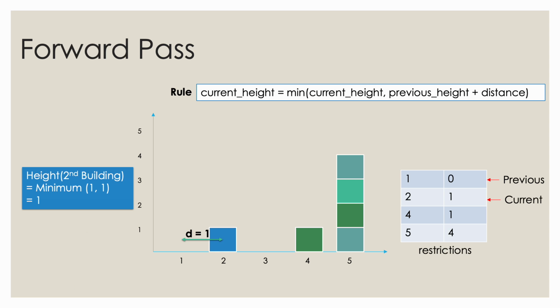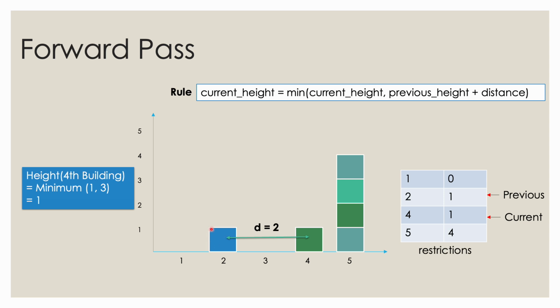Okay, now we'll move on. We'll move our pointer one step forward, and now I'm at the 4th building in the restrictions array. So now I'm calculating the height of the 4th building. The height of the 4th building currently is 1. So this is the current restriction.